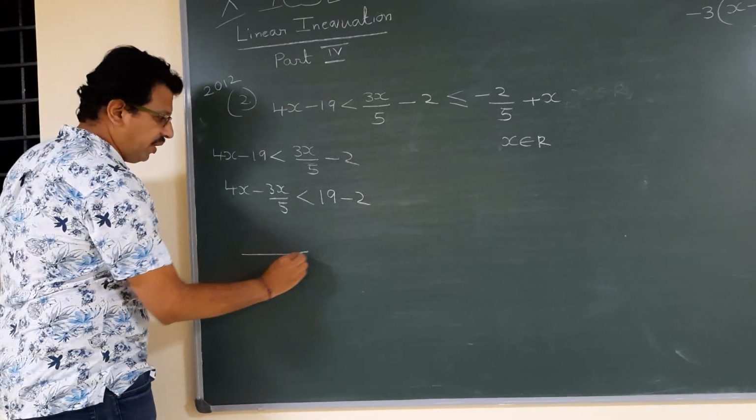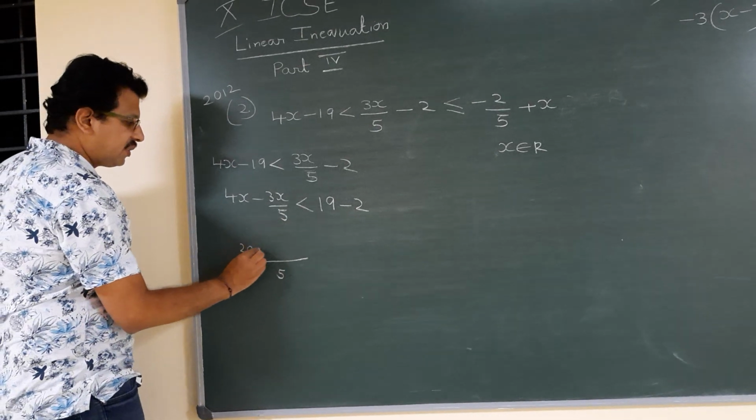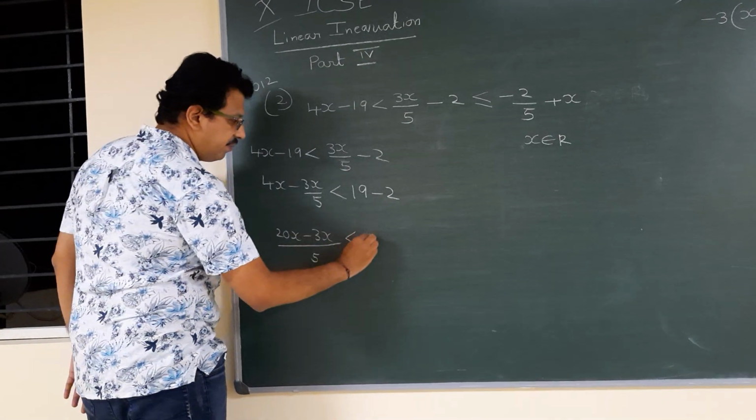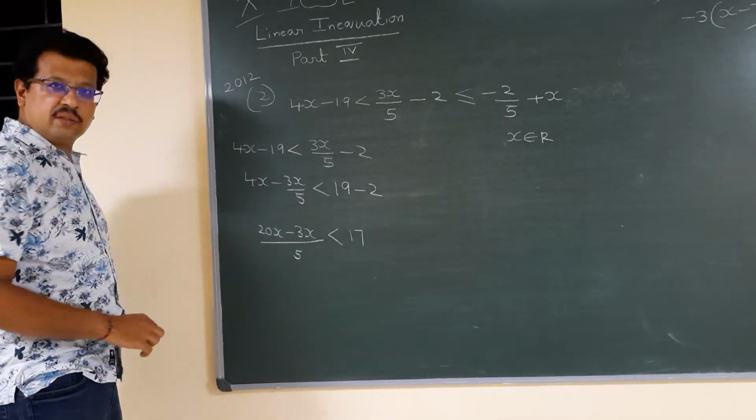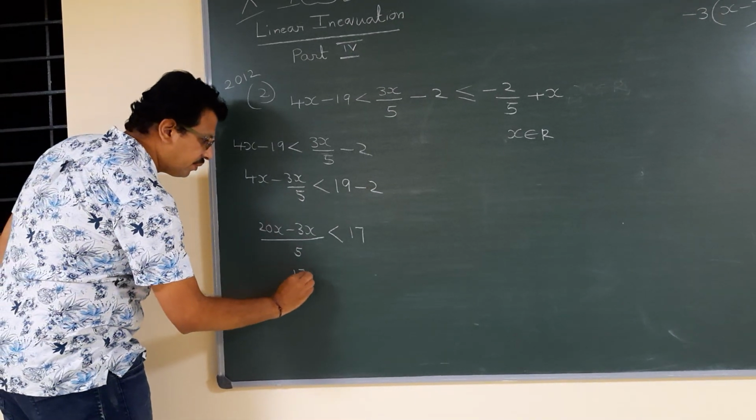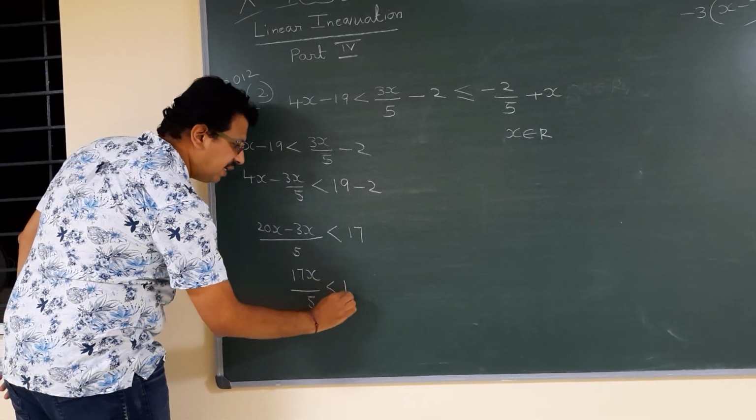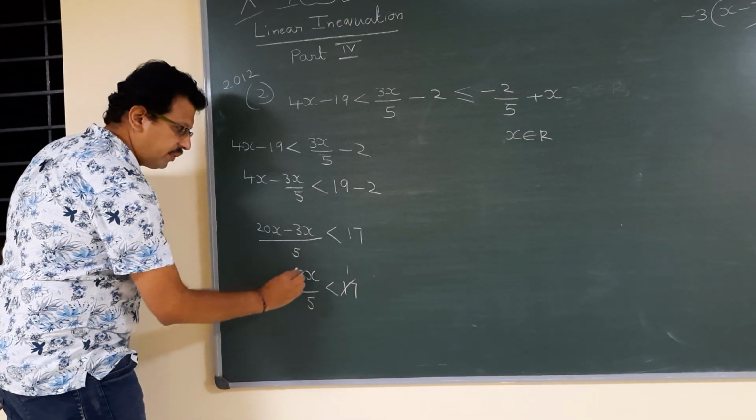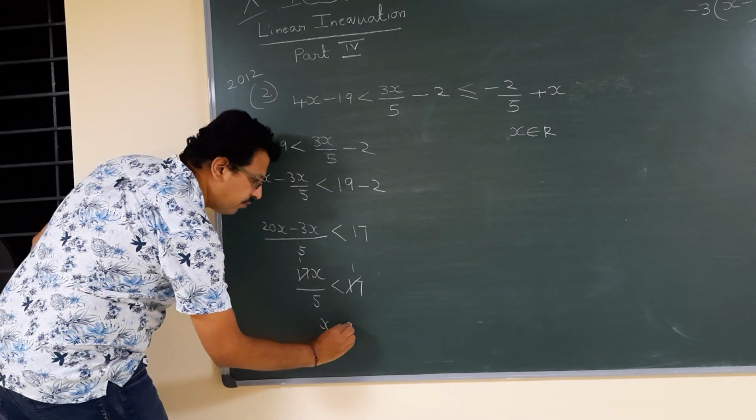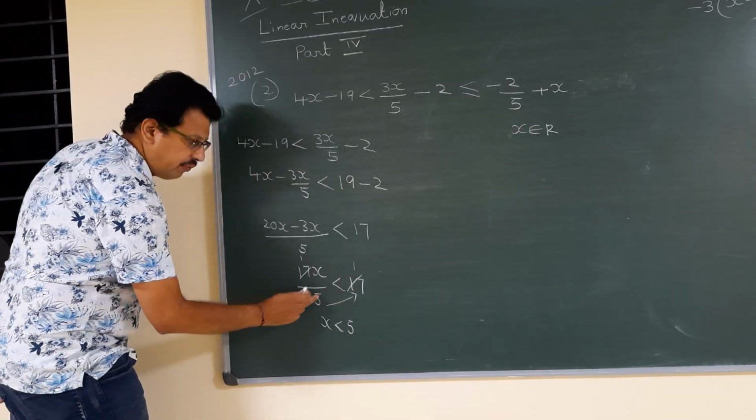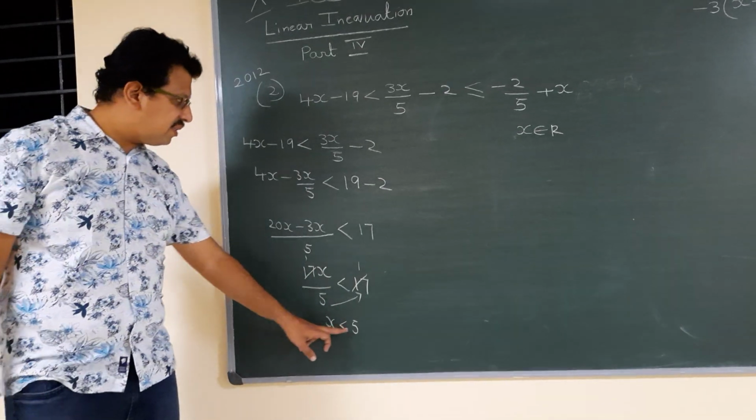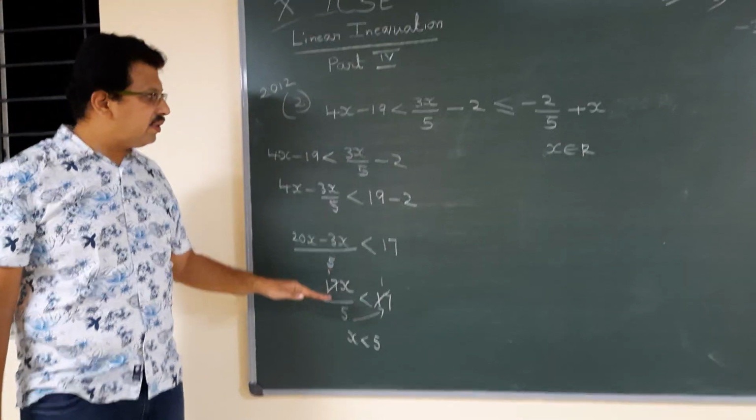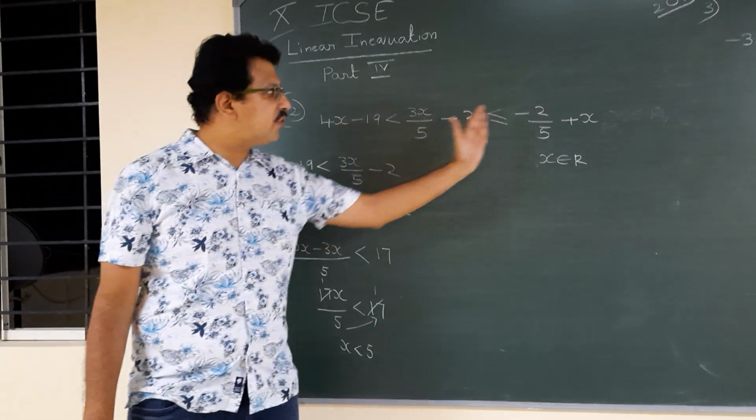As usual, we should take 5 as the LCM. So it is 20x minus 3x less than 19 minus 2. 20x minus 3x is 17x by 5 less than 17, which you know, all of you, and 17 gets cancelled, so it will be left with 1. Okay, so x is less than 5 because 5 will be cross multiplied. 5 into 1, 5. So you get x is less than 5 by solving the first two inequations. Okay, so after solving the first two inequations, let me solve the next two inequations.